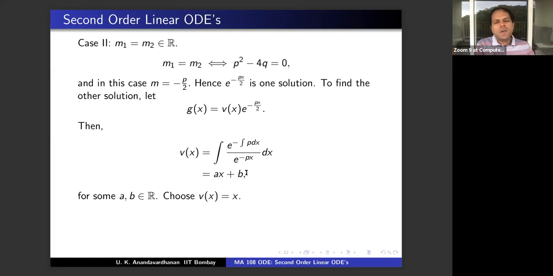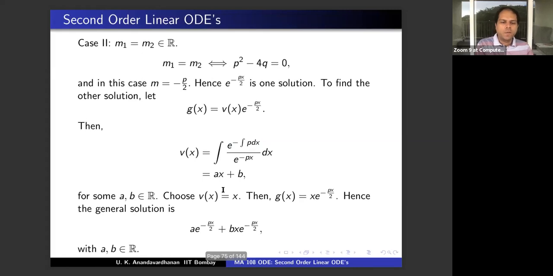So you can choose any one v(x), no? What is the easiest function of this form? b equal to 0 and a equal to 1. So I have chosen v(x) to be x. Therefore, g(x) equals x e power minus px by 2 is another linearly independent solution. So a general solution will be of the form a constant times e power minus px by 2 plus possibly another constant times x e power minus px by 2. Is there any doubt on this slide?